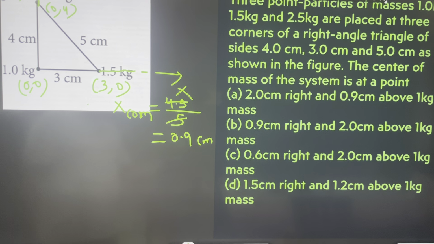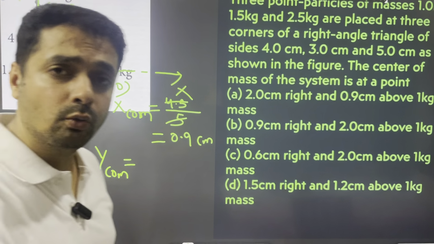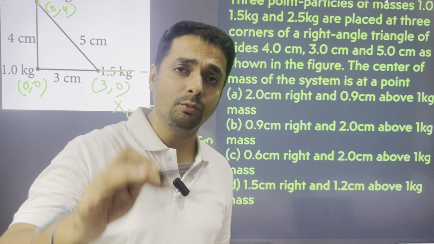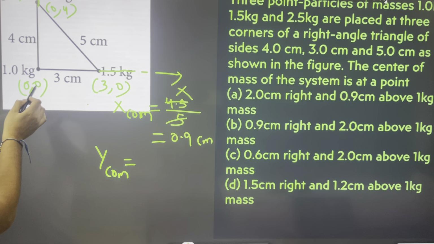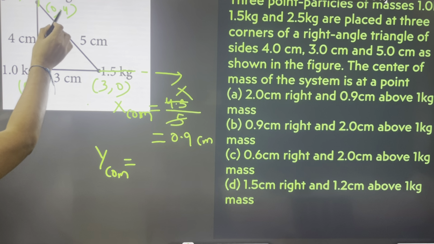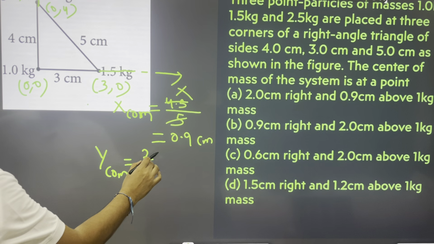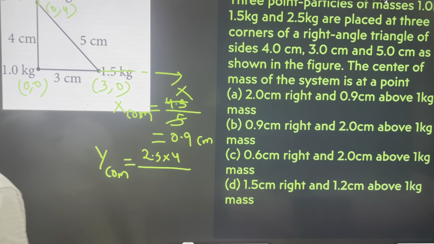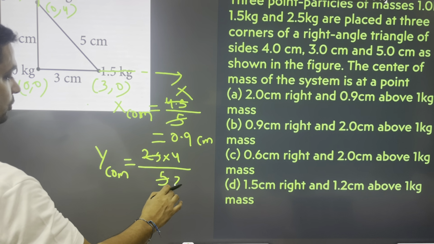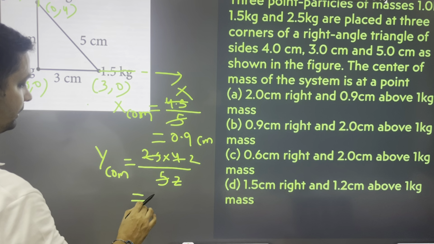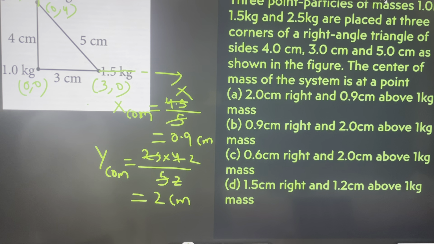We have to find the y coordinate. So now the y coordinate of the center of mass. In the same way, m1 y1 plus m2 y2 plus m3 y3 divided by m1 plus m2 plus m3. So here y is 0, and here y is 0 as well. So we need to take only 2.5 into 4, divided by the total mass, that is 5. So 10 divided by 5 is 2 centimeter. So on the y axis it is 2 centimeter.